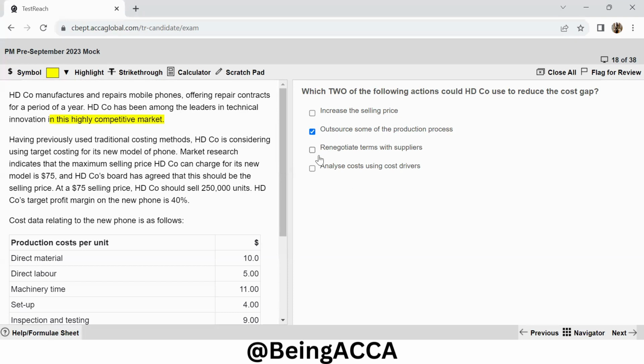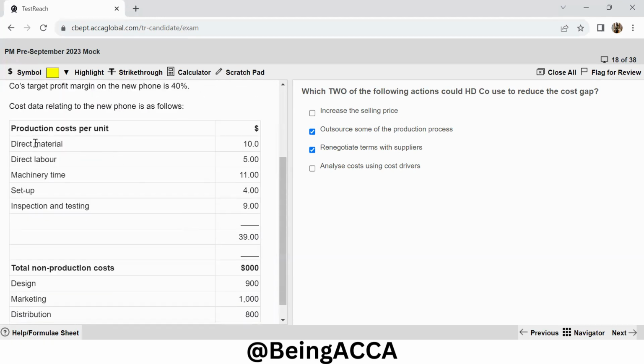Then renegotiate terms with suppliers. Definitely, this can also help you. If you are renegotiating your terms with suppliers, you are reducing the cost of your direct material, and this will definitely help you in reducing your cost gap. So this is another feasible solution.